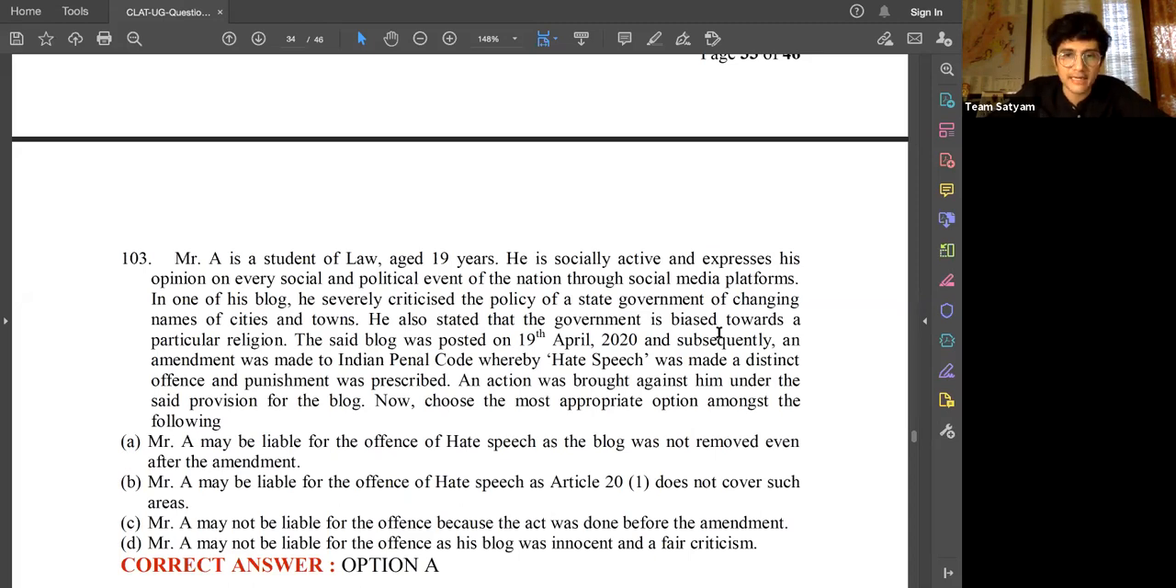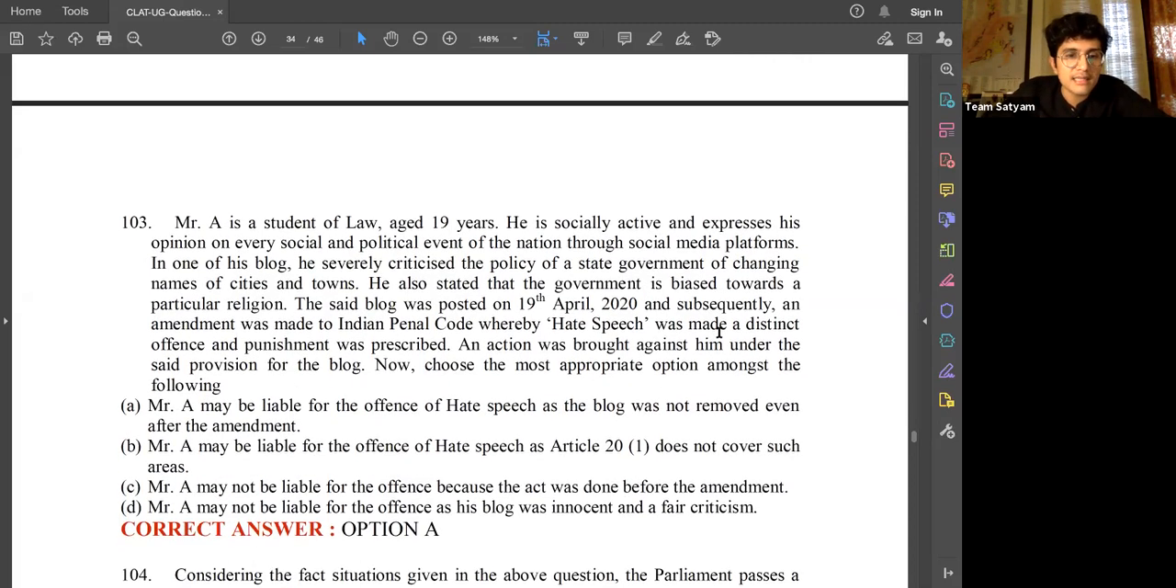But despite all of that, even if you were to look at the correct answer, which says that Mr. A may be liable for the offense of hate speech as the blog was not removed after the amendment, there is nothing in the factual matrix which tells us that Mr. A's blog was not removed after the amendment.